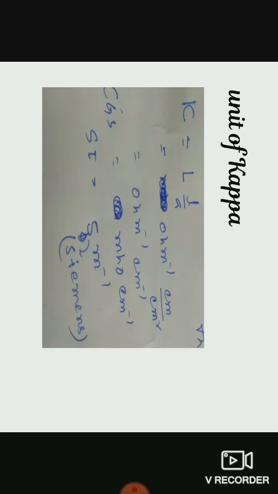Next is the unit of kappa. Kappa is equal to conductance into L by A. So conductance is ohm inverse, L by A is cm inverse. So the unit is ohm inverse cm inverse, mho cm inverse. This is the CGS unit. The SI unit is Siemens meter inverse.